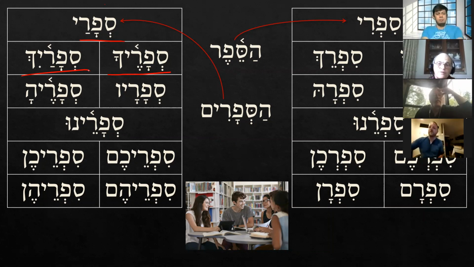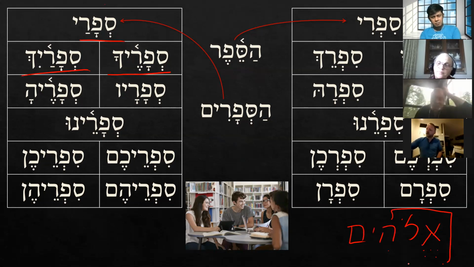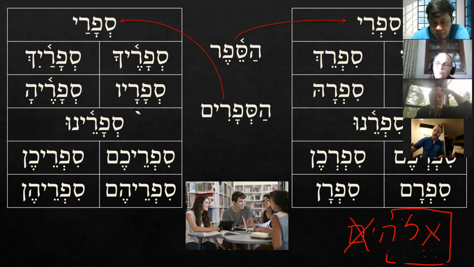This obviously happens all the time when you use the word God. Elohim is a plural form. The internal structure of the word isn't going to change. This one stays the same, and you just take off the mem and you add the endings. So Elohai, my God. Elohecha, your God. Elohaich, your God, if you're speaking to a woman.